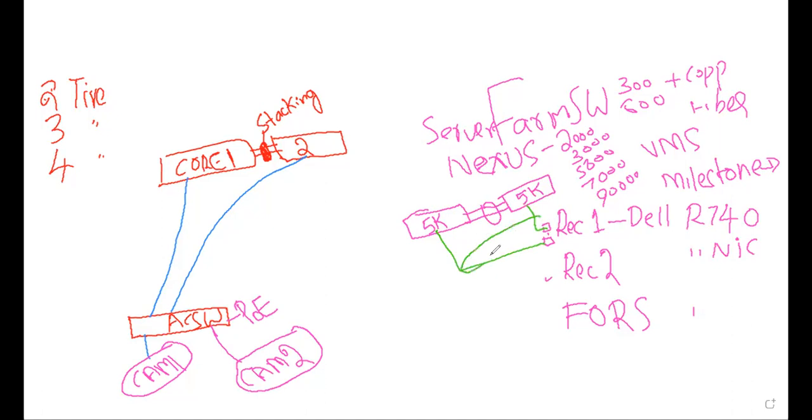Why am I connecting to both? In order to get high bandwidth. Let's say I'm going to use port number 1 from here and port number 1 from here. Maybe this is a 48 port switch, and this is a 48 port switch. The first port of the switch I'm going to use for recording server 1. And I have a recording server 2, which is the same R740 series. I have 2 more NIC cards.